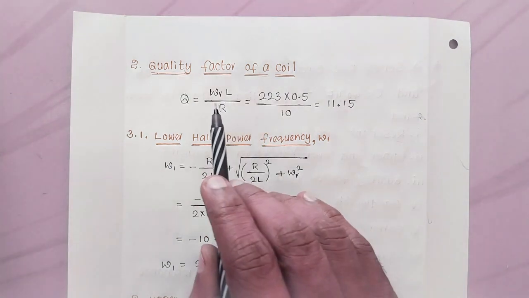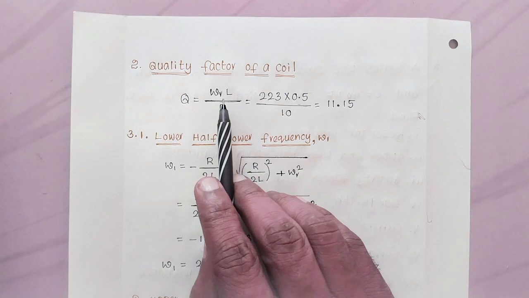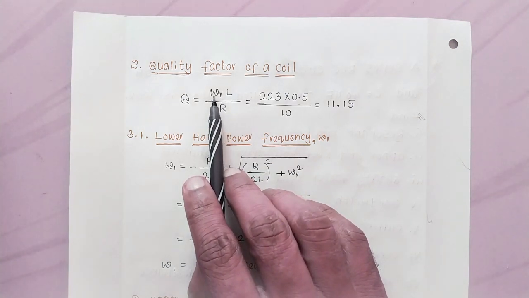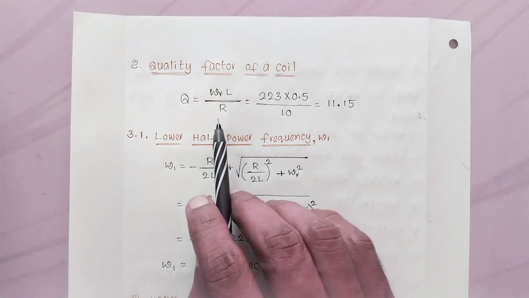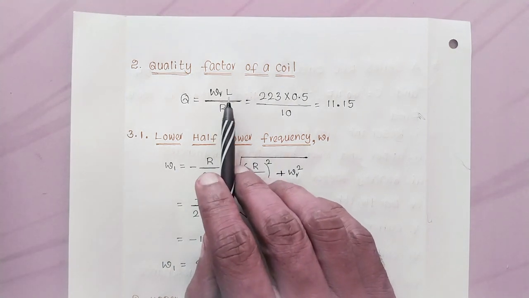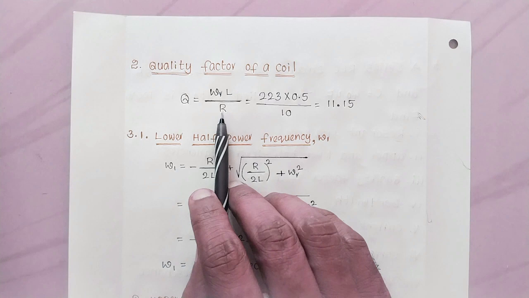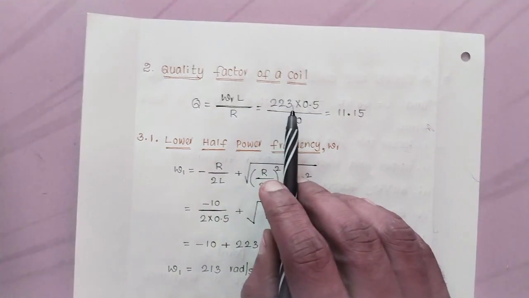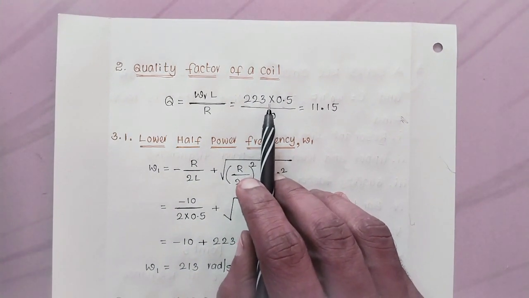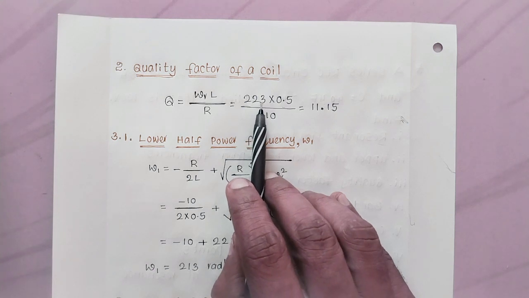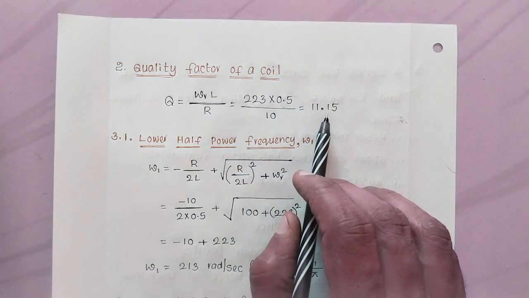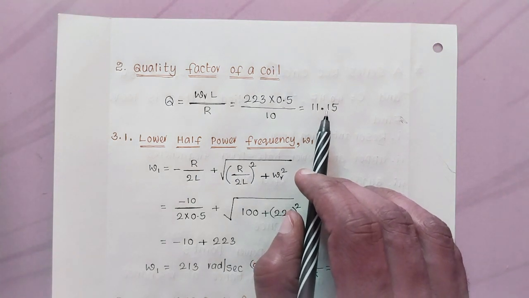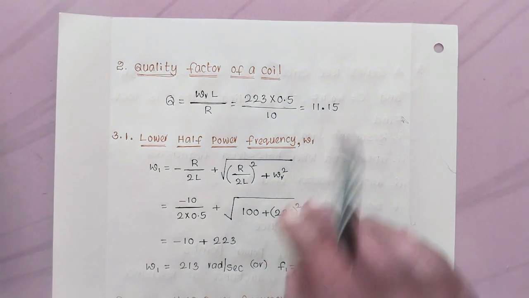XL is the reactance offered by the inductor, so we can replace that with omega r L, where omega r is the resonance frequency in radians per second, L is the inductance value and R is the resistance value. If you substitute the values of omega r, L and R, we get 223 into 0.5 by 10, which equals 11.15, the quality factor of a coil.